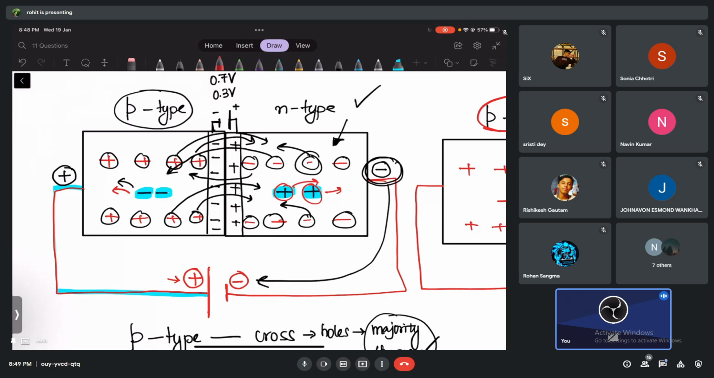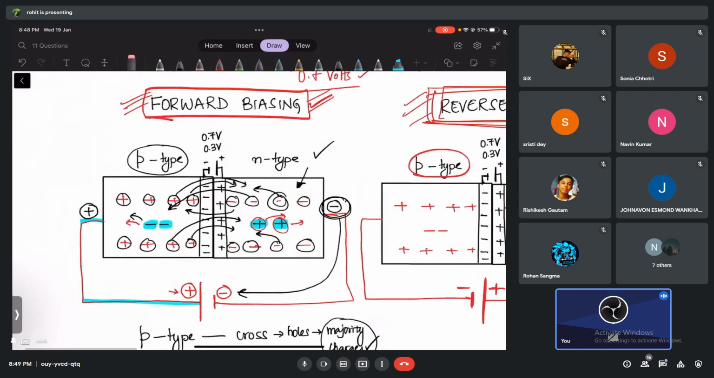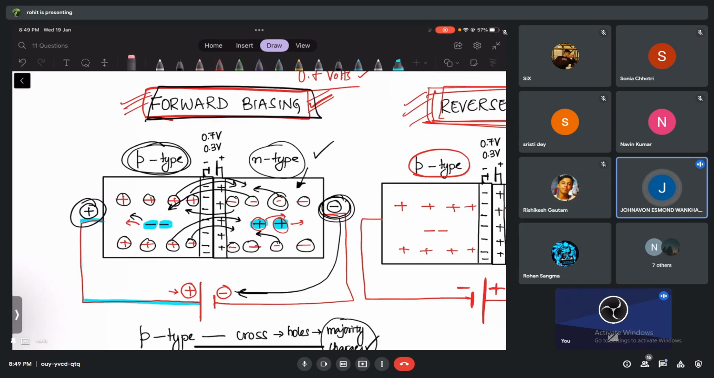So you think and tell me. In forward biasing, I'm repeating again, when you connect the P side to positive and the N side to negative, which charges from both sides are going to cross the junction, majority charges or minority charges? Majority. Yes or no? Are all of you clear with this one? Yes, sir.